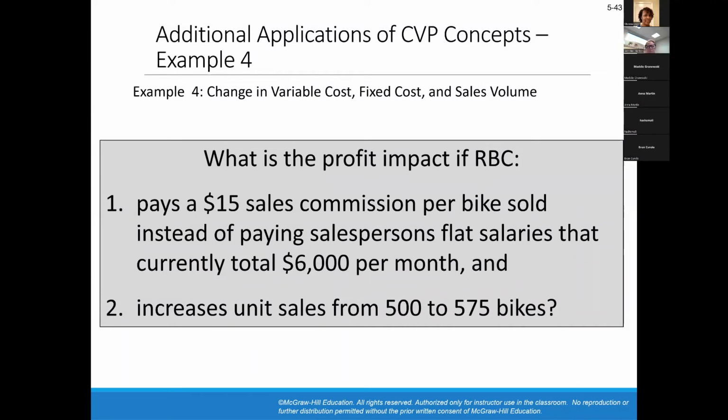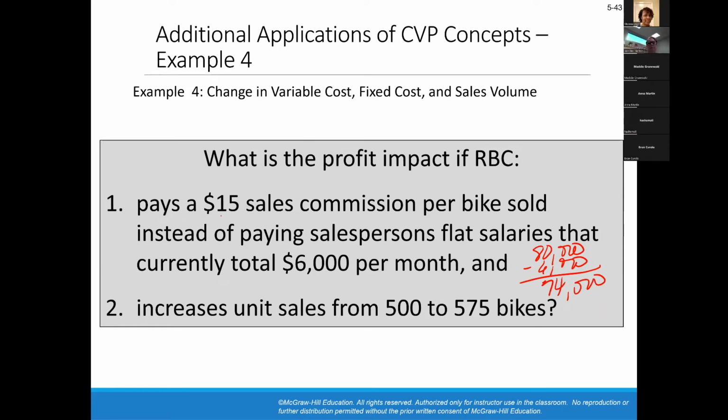Okay, so we have $15 in commission that we're going to pay per bike when we sell, instead of paying the salesperson that flat salary of $6,000. So now what happens is, this is a change. We initially had that $6,000 as part of our fixed expense. So now our fixed expenses are going to go down. They were 80. So we're going to go down by 6. And now my new number is going to be 74.